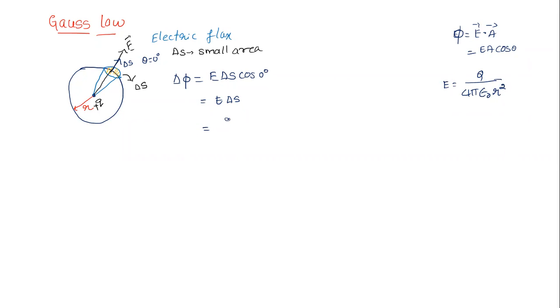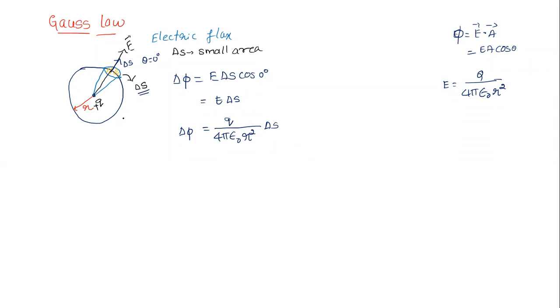I'm going to use this formula here. It becomes small q, because we are taking a small charge q, divided by 4 pi epsilon naught R square, where we take the radius as R, because I want to find the electric field on the surface of the sphere. That is multiplied by delta S. This is the electric flux through a small elemental area, which we considered as delta S.